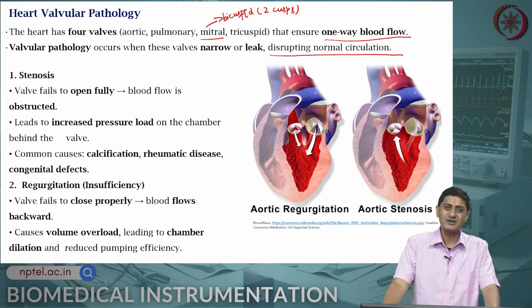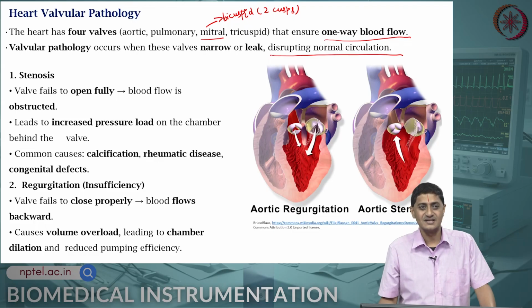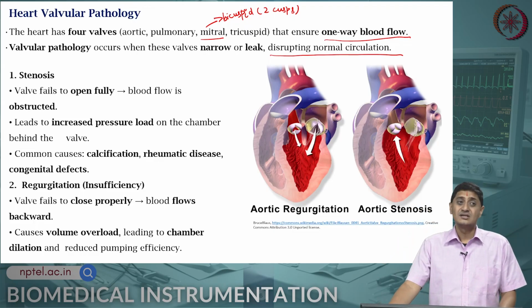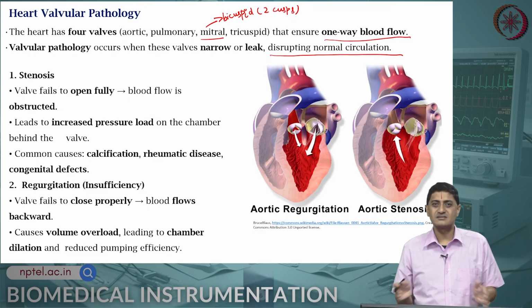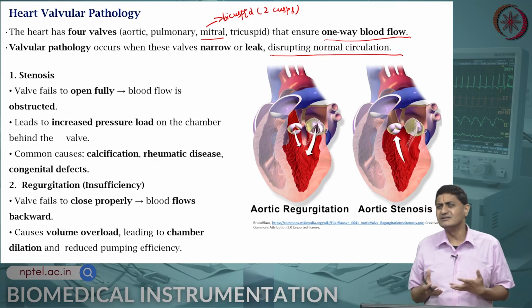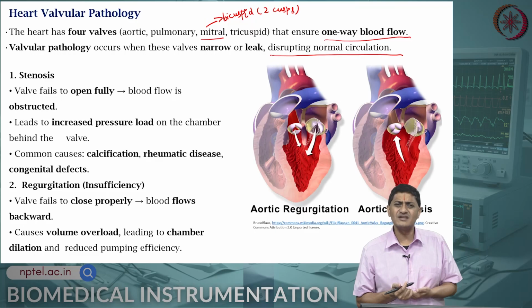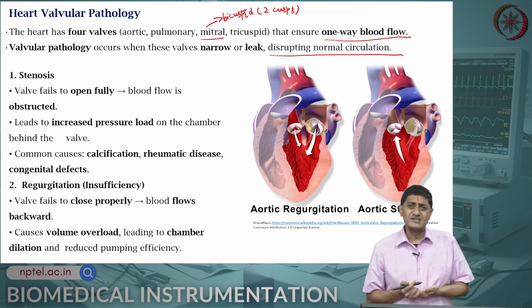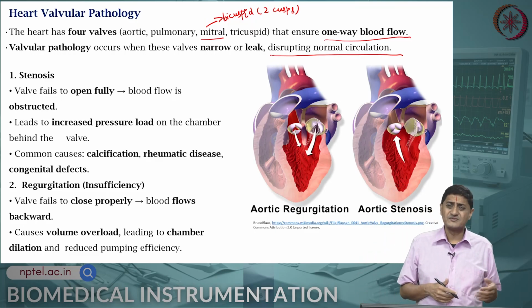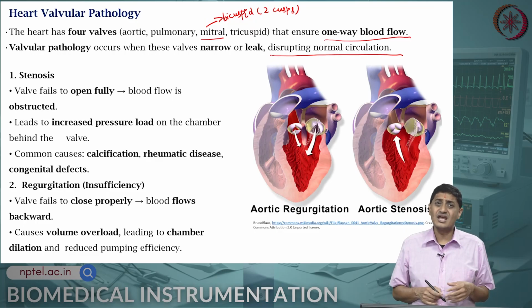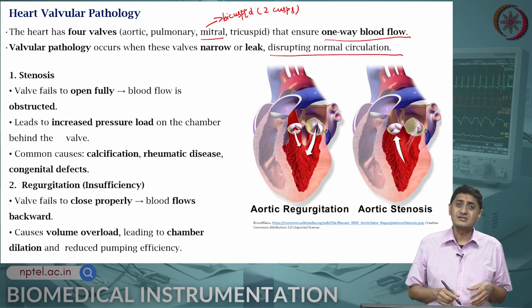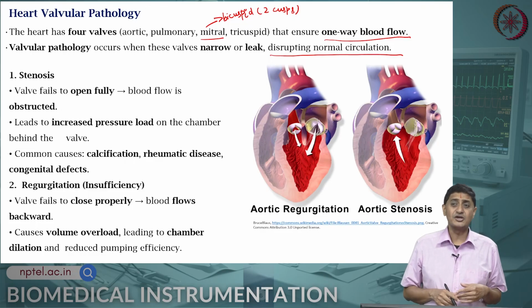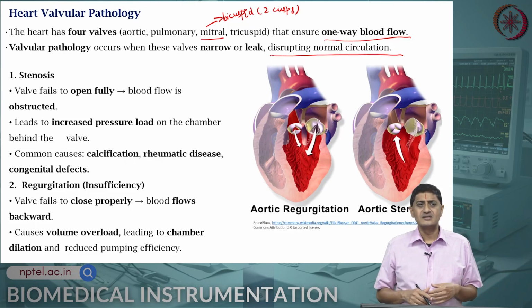The first type of disruption or the first type of pathology is stenosis. In this situation, the valve fails to open fully. So, that means when it is supposed to open, when will the AV valve open? We saw in one of the previous videos on Wiggers diagram, the AV valve will open when the atrial pressure is much higher than the ventricular pressure. That is what we saw.